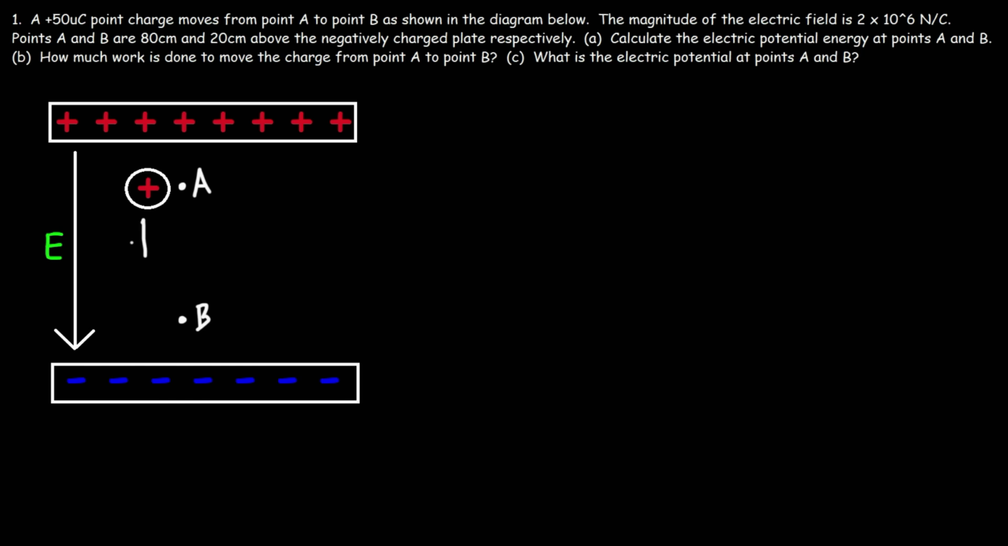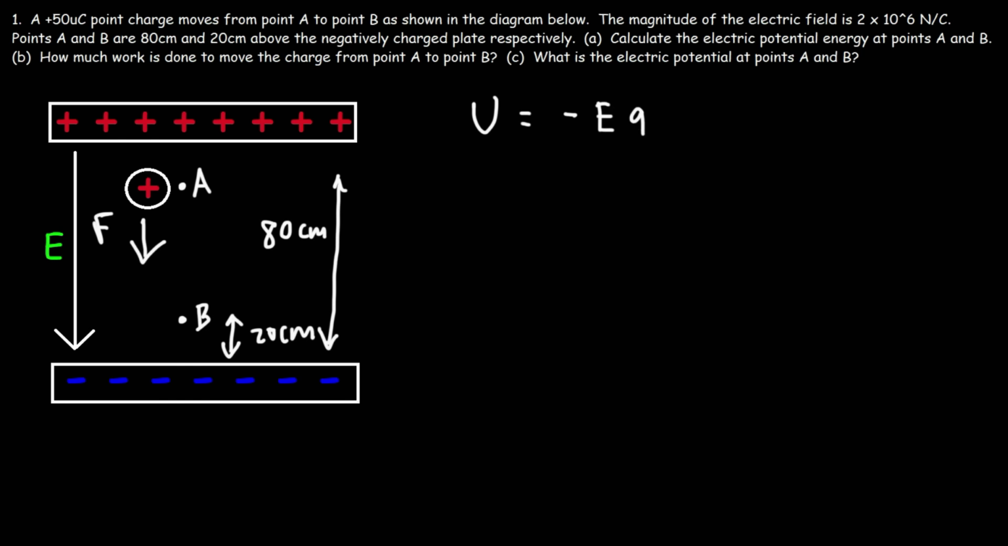So we know that this positive charge is feeling an electric force that's going to accelerate it towards the negatively charged plate. And we know that B is 20 centimeters above the negatively charged plate, and A is 80 centimeters above it. So to calculate the electric potential energy at these points, we could use this formula. The electric potential energy is going to be negative times the electric field times the charge times the position above the negatively charged plate.